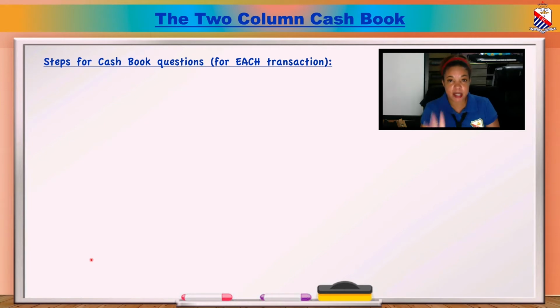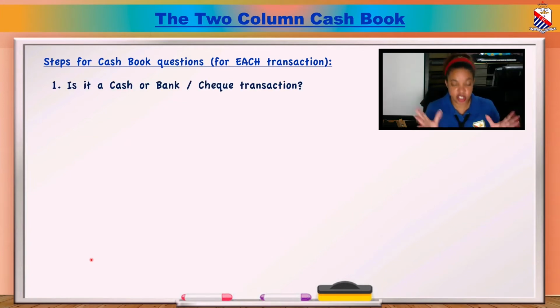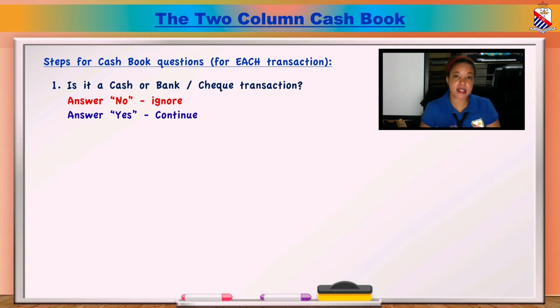So the basic steps, we're going through really quickly. For a complicated question that gives you a lot of information, some of that information may be non-cash transactions. They may be credit transactions. So the first thing you will have to look at is: is this a cash transaction or not? If it is not a cash transaction, it does not belong in the cash book because the cash book is for all cash and bank or check transactions, not for credit transactions, because no money is received, no money is spent. So once the answer is no, it is not a cash transaction, you're ignoring it when you are doing your cash book. But if the answer is yes, that means it does have to go into the cash book.